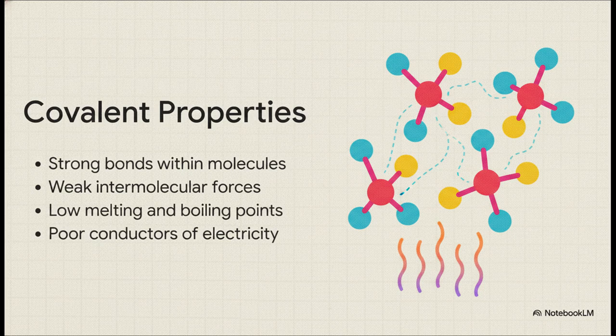So when you boil water or methane, you're not physically ripping the atoms apart. You're just giving the molecules enough energy to float away from their neighbors. Since those neighborly attractions are so weak in covalent compounds, they have super low melting and boiling points. It's the exact opposite of ionic compounds, which lock together in this massive, tightly gripped crystal grid where every ion pulls fiercely on its neighbor.